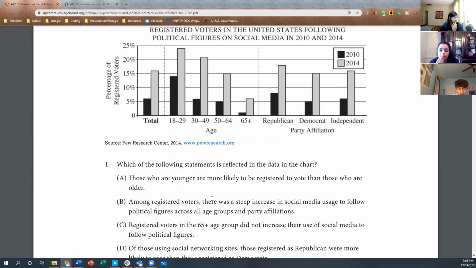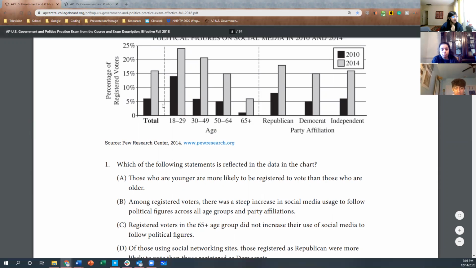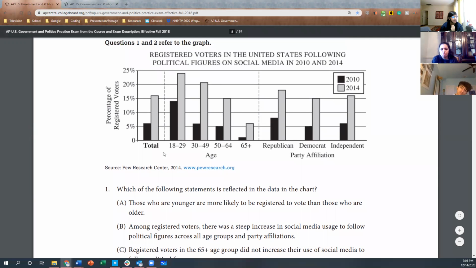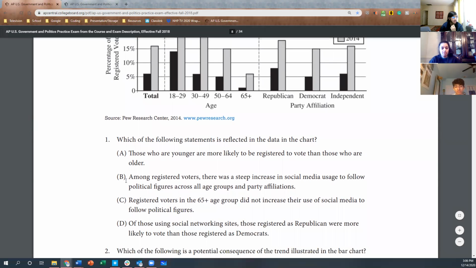Among registered voters, there was a steep increase in social media usage to follow political figures across all age groups and party affiliations. I don't think there looks like there's a steep increase. I mean, I think so, right? Because 2010 to 2014, there was an increase. Oh, yeah, definitely. I think it's B then.